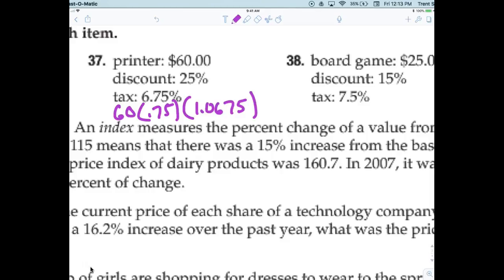All right. So here we go. Multiply this out. 60 times 0.75 times 1.0675, which is what? 48.04. Whoa! In harmony up here, what do we got? 48.04. And I almost heard you. $48.04. Anybody agree with that? Yeah. Anybody agree? Okay.